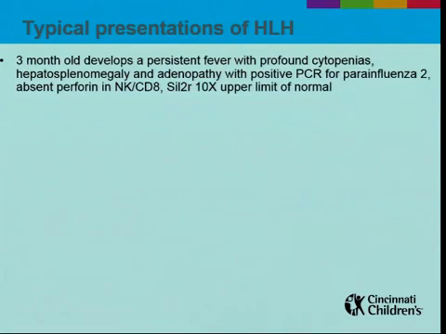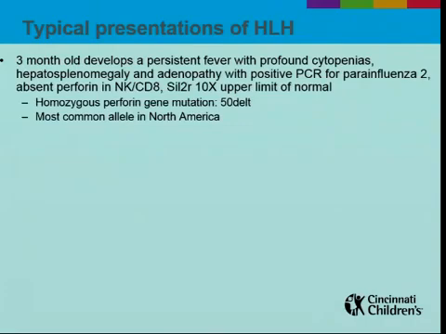So we're going to briefly discuss 3 common presentations. So you have a 3-month-old who develops persistent fever with profound cytopenias, hepatosplenomegaly and adenopathy, does have a positive PCR for parainfluenza, but continues to worsen despite the typical parainfluenza course. You suspect HLH. This patient is screened and has absent perforin expression in its NK and T cells and has a soluble IL-2 receptor 10 times the upper limit of normal.